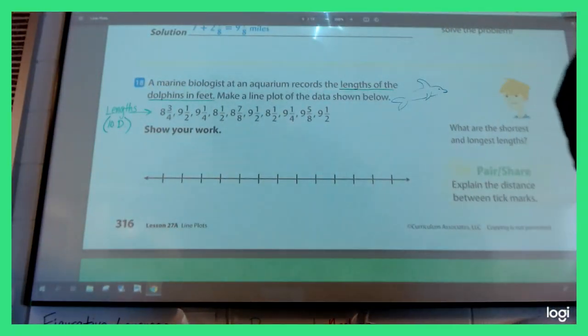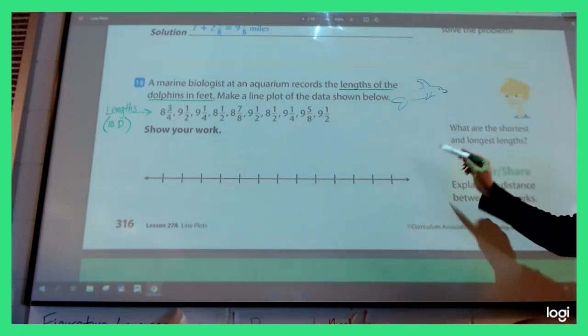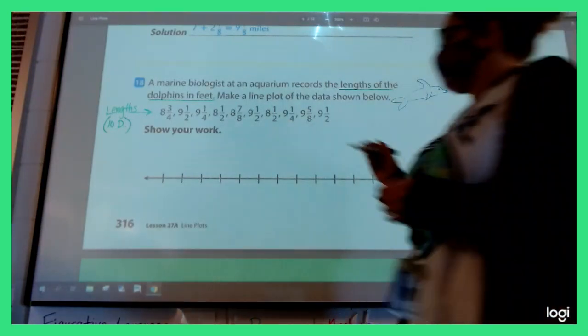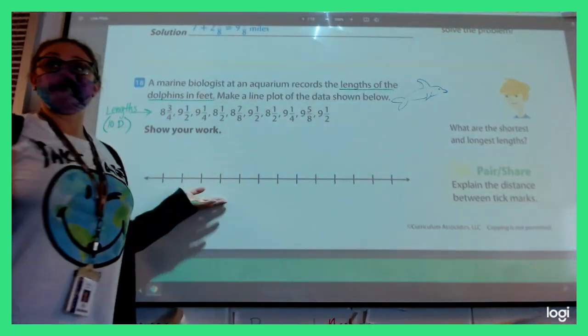So when I do make my line chart, how many X's should I see if I have 10 different dolphins' lengths? How many X's should I have on my line plot? Josiah? If we have 10 measurements, how many X's should I have? 10. It always matches, right? Okay. The hardest part of doing this is labeling your line plot.